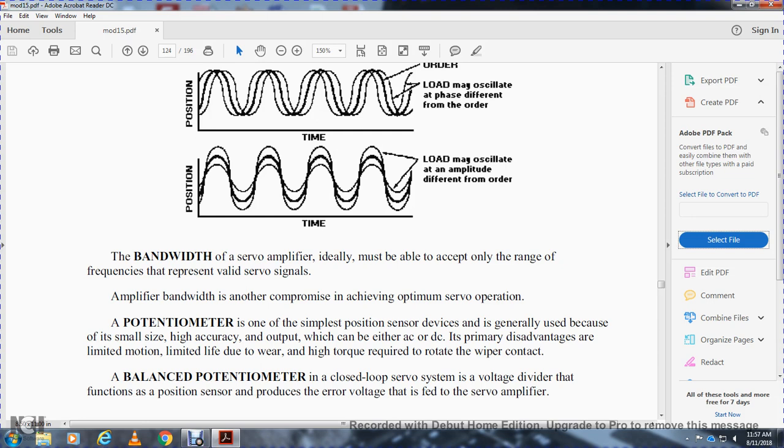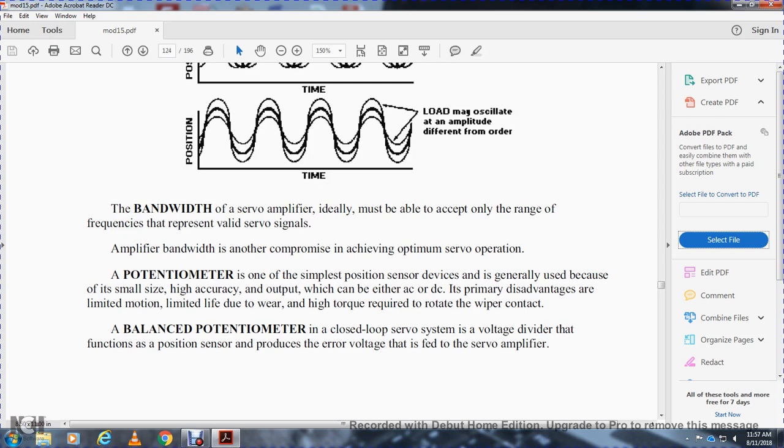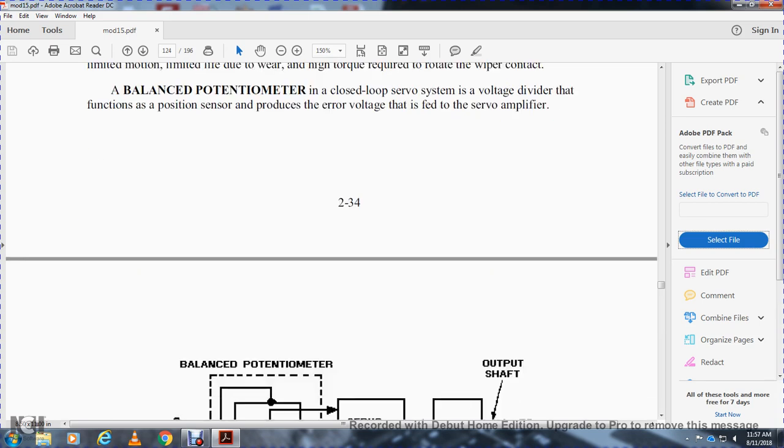The potentiometer is one of the simplest position sensor devices, generally used because of its small size and higher accuracy output, with either AC or DC. The primary disadvantages are limited motion and limited life due to the wire, with a higher torque requirement to rotate the wiper contact. At the balance point, the potentiometer is a closed loop with the servo system, a voltage divider with the deflection as position sense, producing the error voltage that is fed to the servo amplifier.